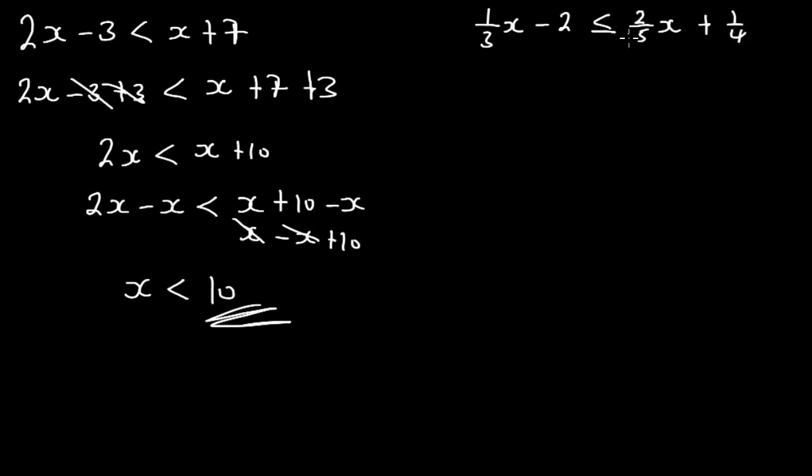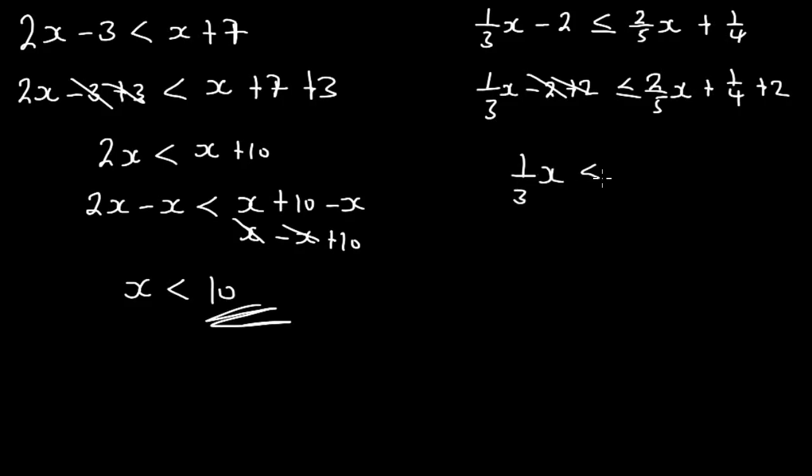So what do we do? Our first step is we need to get rid of this minus 2 from there. Don't forget, x will be on the left-hand side. So we have 1/3 of x minus 2 plus 2. We need to add 2 to both sides, less or equal to 2 over 5x plus 1/4 plus 2. Excellent.